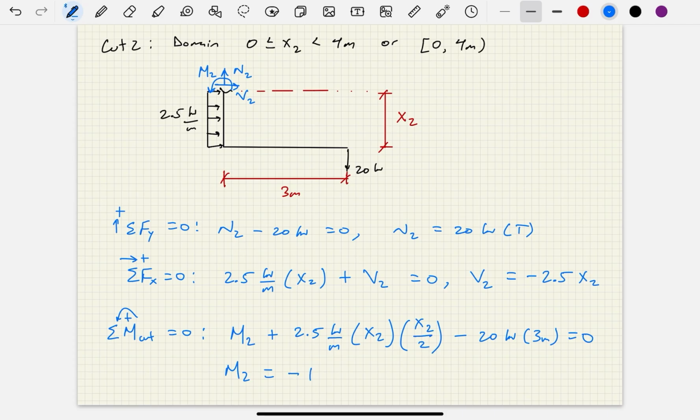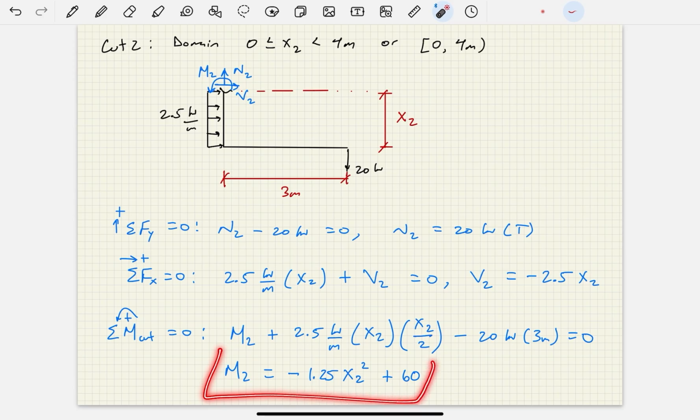Negative 1.25 x2 squared, right? Because you got x2 times x2. And then plus 60. And what are the units here? Well, this is a moment, so collectively this moment has units of kilonewton times meters, right? In fact, you can even see it here, 20 kilonewtons times 3 meters. This 60 has units of kilonewton meters, okay? This is pretty much it.